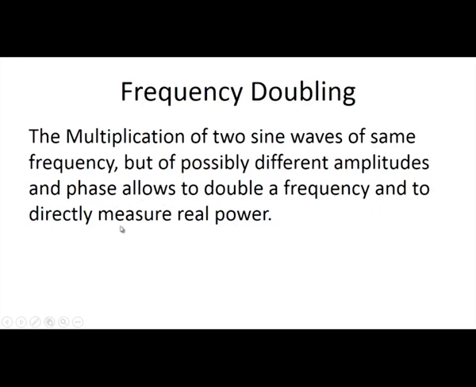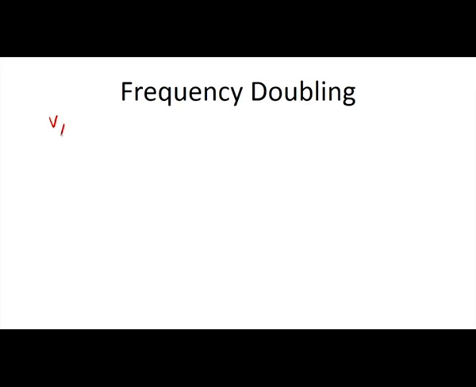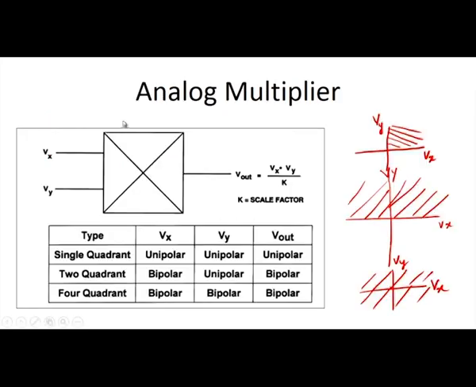So I am using two signals of the same frequency. Vx has amplitude Vx, that is Vx sine omega t, and Vy is the next sine input. Its amplitude is Vy, its frequency is the same but with a different phase, so Vy sine of omega t plus theta. These are the two input signals I am giving to the analog multiplier.